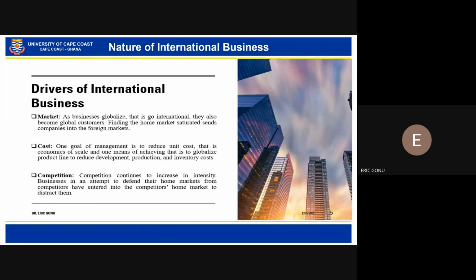So competition continues to increase in intensity. So businesses, in an attempt to defend their home market from competitors, have entered the competitors' home market to distract them. So the best way of defense is to attack. The best form of defense is to attack. So if you don't want your competitors to overtake your market share, you need to attack them on their home ground. Now, so what are some of the hurdles when it comes to international business?